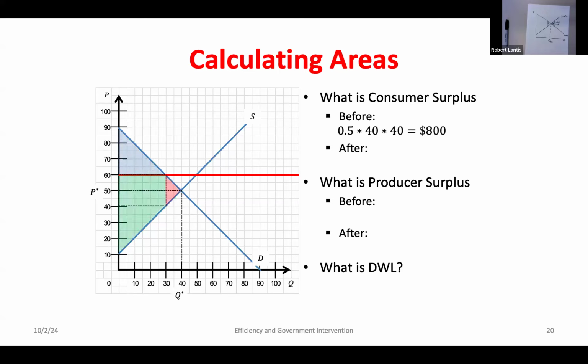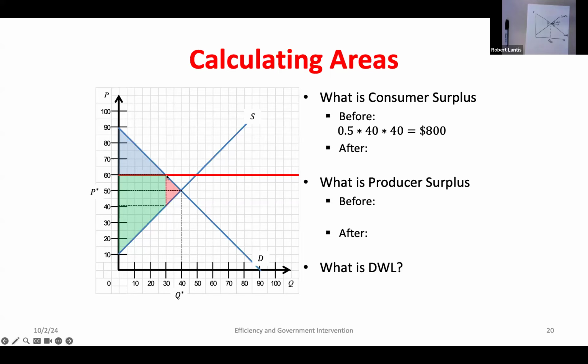Producer and consumer surplus both start out at 800. After we have this price floor, the government comes and says, okay, the old price was 50, but we're not going to allow the price to go any lower than 60. We're trying to help out the producers in this market. What's that going to do? Well, now at this higher price, for some consumers their marginal benefit is now below the price they'd have to pay. None of these consumers want to buy this good. So the quantity stops here at 30.